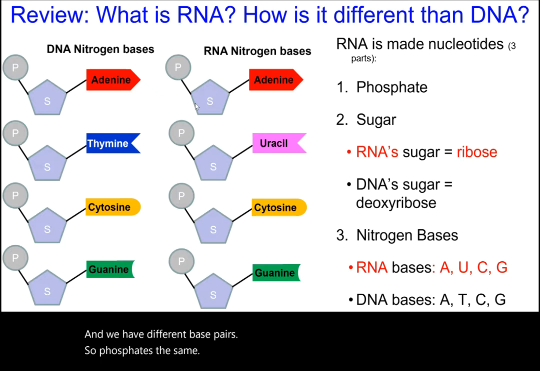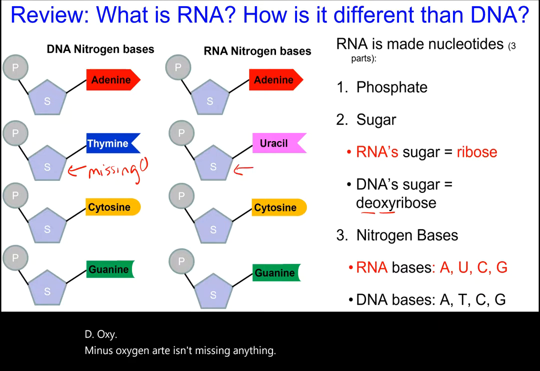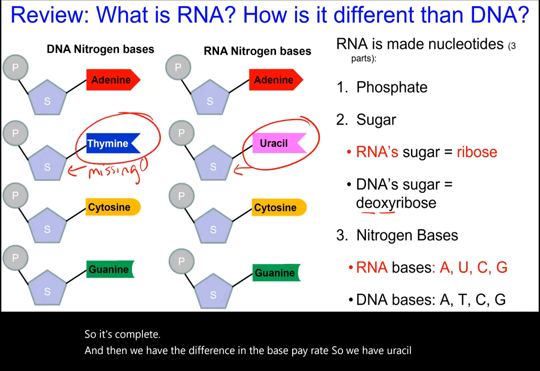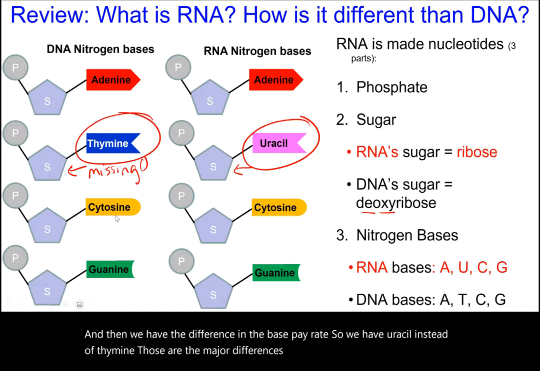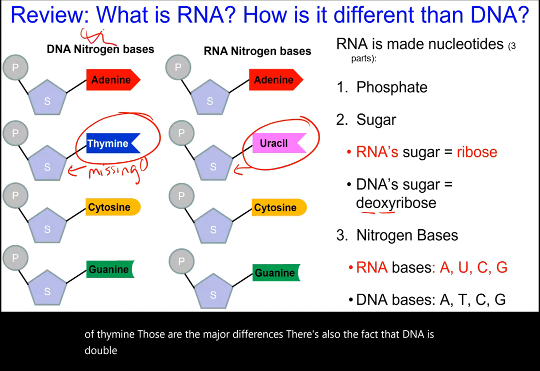Sugar, similar, but DNA sugar, deoxy, that's missing an oxygen. Deoxy minus oxygen. RNA isn't missing anything, so it's complete. And then we have the difference in the base pair, right? So we have uracil instead of thymine. Those are the major differences. There's also the fact that DNA is double-stranded and RNA is single-stranded.